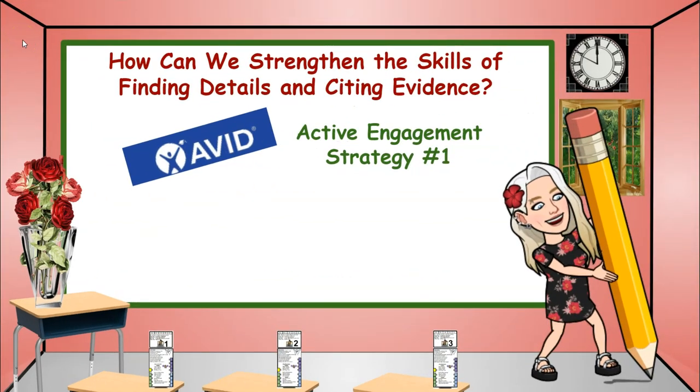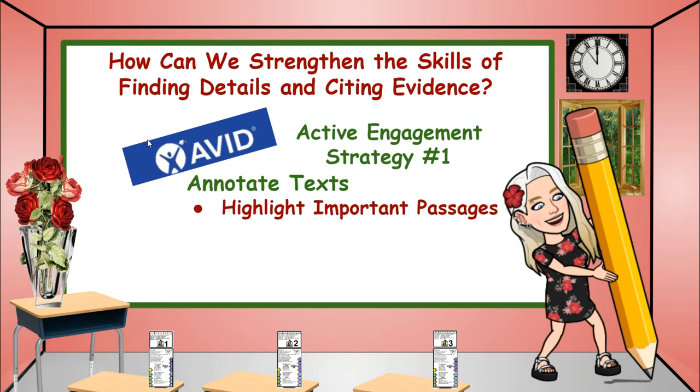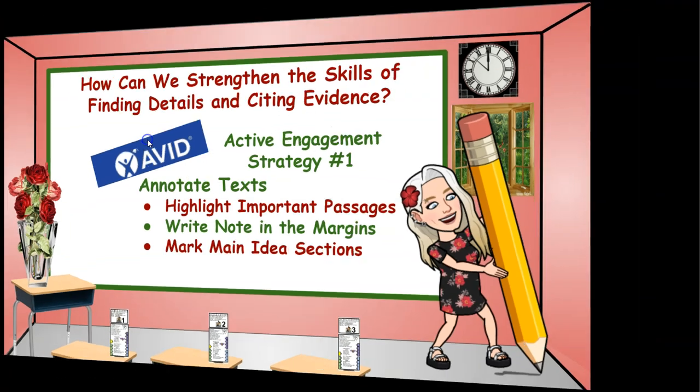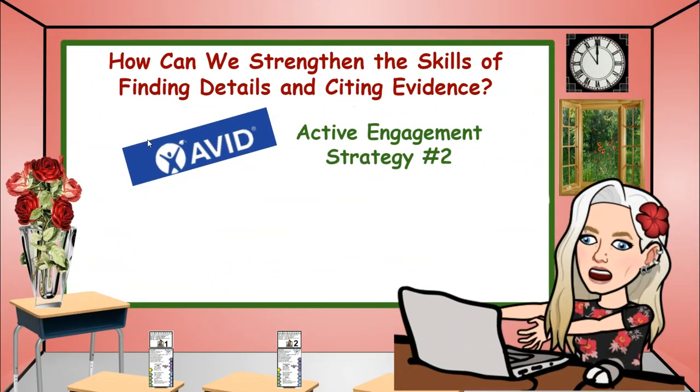The first AVID active engagement strategy we're going to look at is annotation. Encouraging students to annotate text actively can help them identify key details and central ideas. This involves teaching students to highlight important passages, writing notes in the margins, and marking sections that seem crucial to understanding the main point.